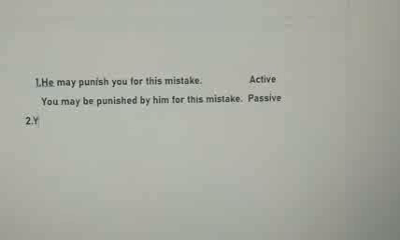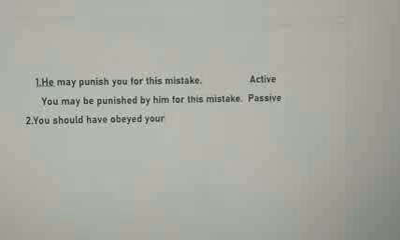You should have obeyed your teacher. You should have obeyed your teacher. Okay? Dear student, this sentence is in active form as well. Now, we will convert it into passive. So, the same thing. We need to find the object. Already we know that the object is your teacher. So, we will place the object first of all.